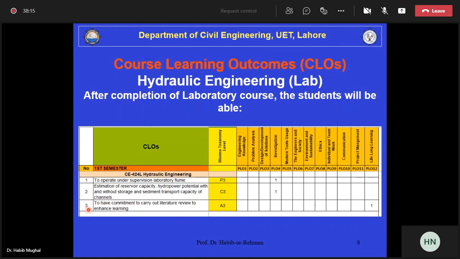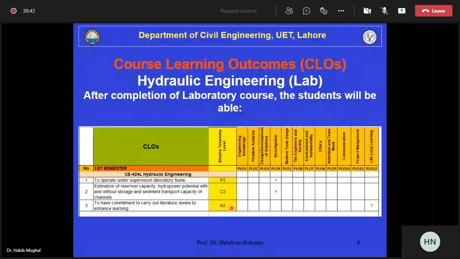And then the third CLO is to have commitment to carry out literature review to enhance learning. So it means you will be doing lifelong learning. So that's why it is mapped with the PLO12. And this relates with the affective domain. So it is A3, the level is 3. So this is all about the CLOs.